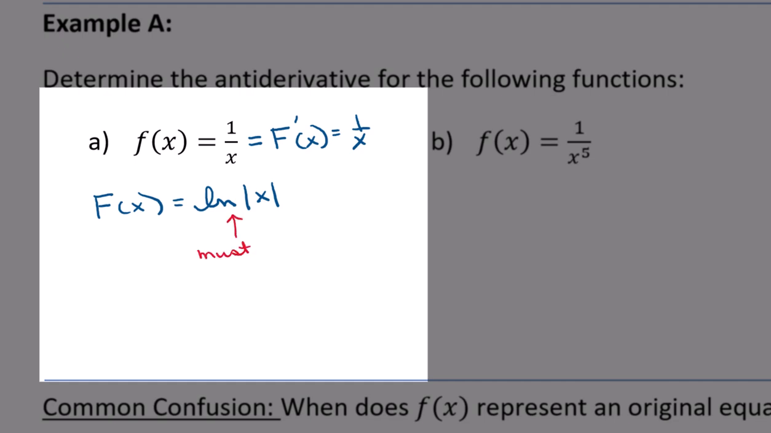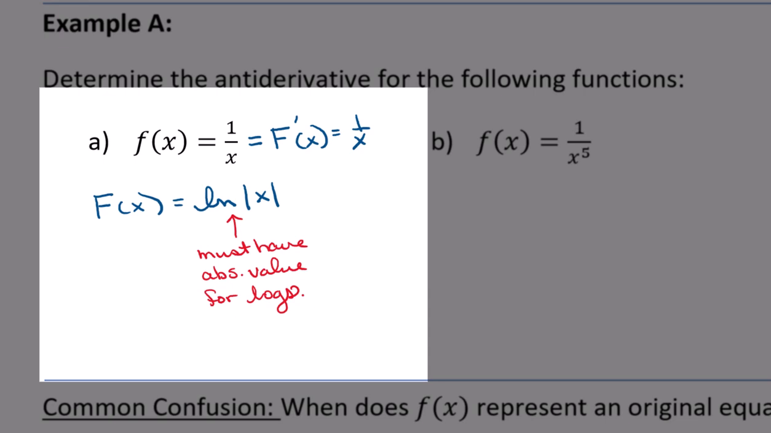When taking the antiderivative, we must have absolute values for logs. That is because in the derivative function, we only have 1 over x. So the only restriction was that x could not be 0. But with natural logs, remember we cannot take the natural log of negative numbers. They must be greater than 0. Since x could be negative, we must use the absolute value for natural log with the antiderivative.